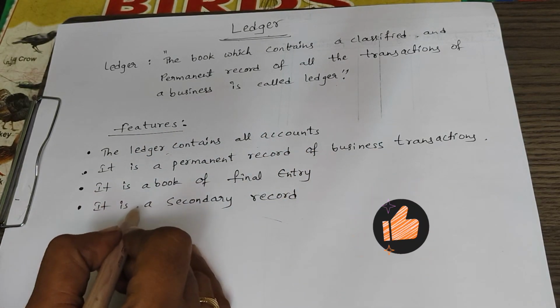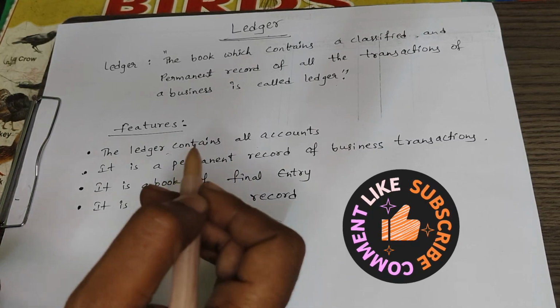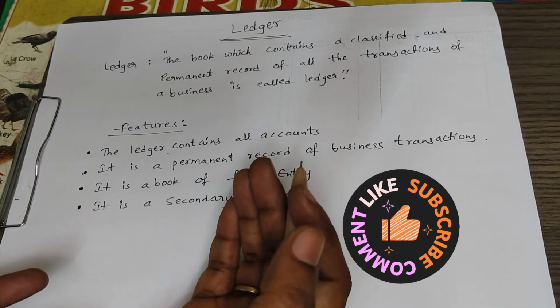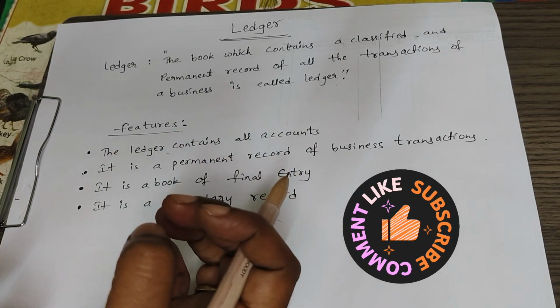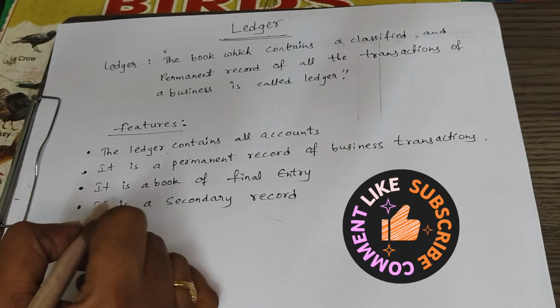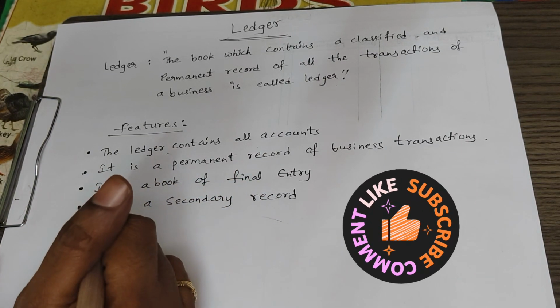And next one, it is a secondary record. Secondary record means the entries in the ledger are derived from the entries in the journal. So after writing journal entries, those journal entries are transferred to ledger accounts. It's a book of secondary record and it is a book of final entry also.